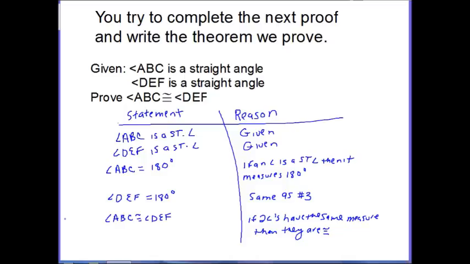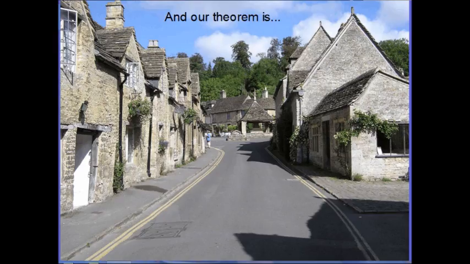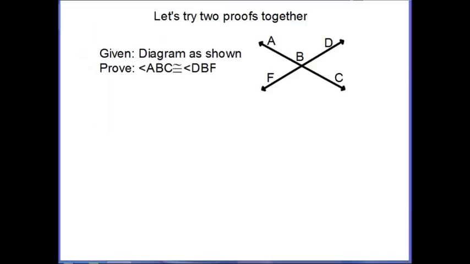And we're set. So our theorem is, if two angles are straight angles, then they are congruent. And we're good. So let's go ahead and do two proofs together.